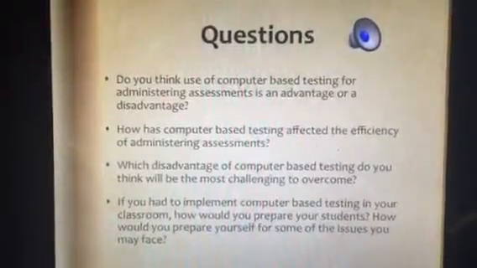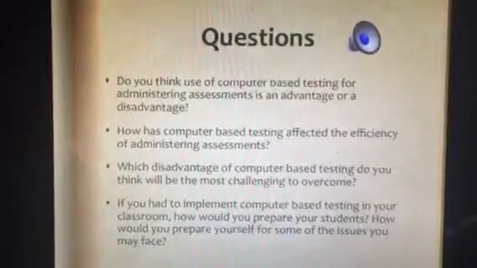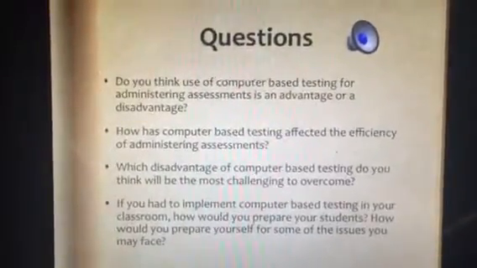If you had to implement computer-based testing in your classroom, how would you prepare your students? How would you prepare yourself for some of the issues that you may face?